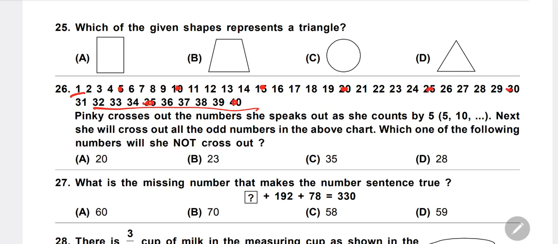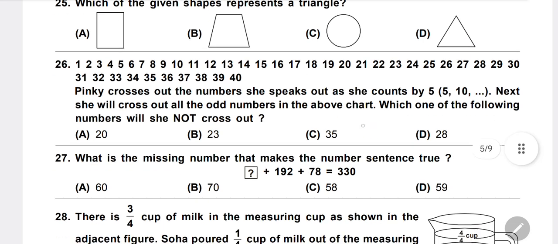She will cross out the odd numbers in the chart. Which one of the following numbers will she not cross? She will not cross this one because 35 is in this category. This number is 35. Because she counts these numbers, 35 must be part of her counting. She cannot cross it. Okay, now move to the next question.